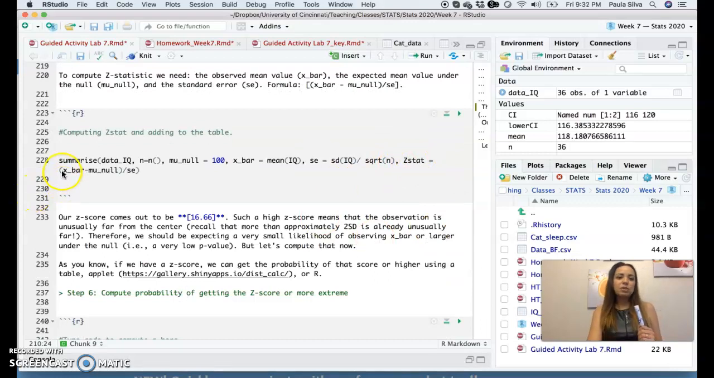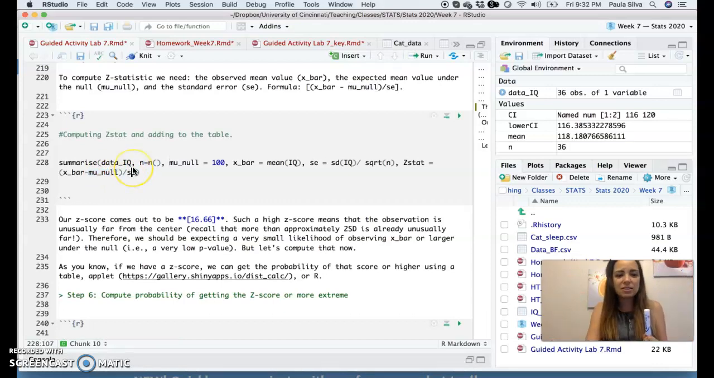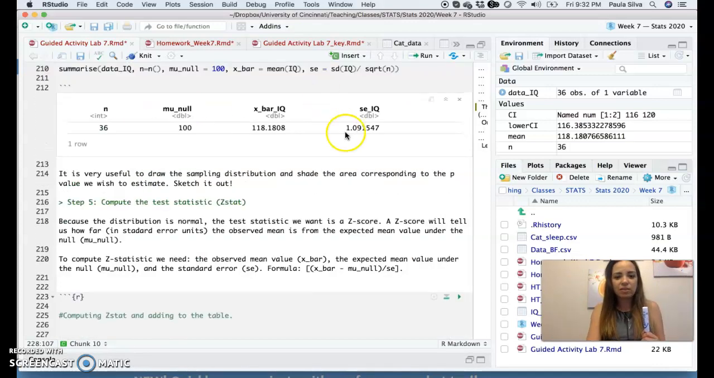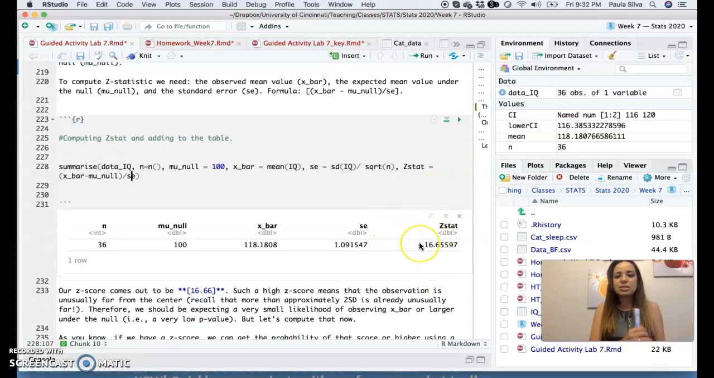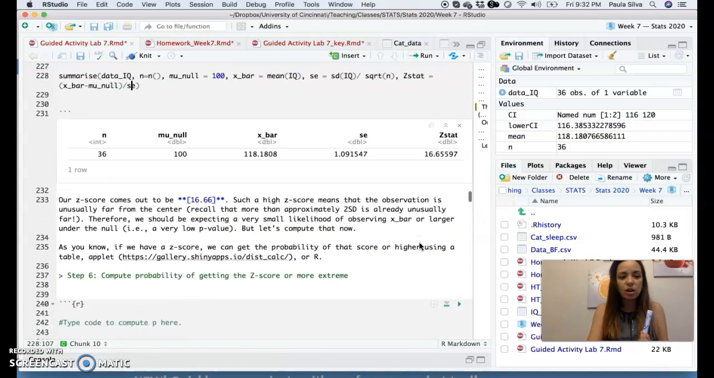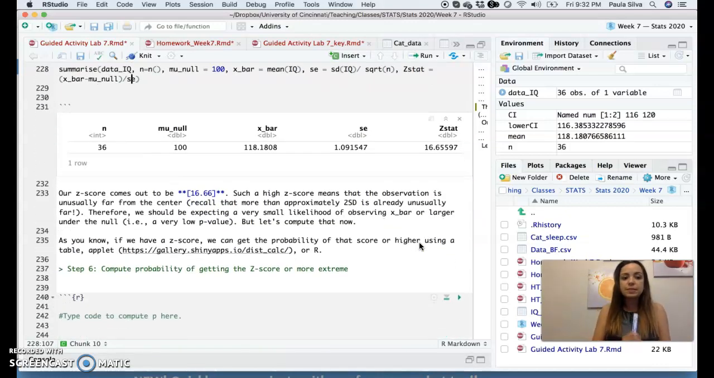You know how to compute the z-score. It's the observed score minus the mean score, in here the expected mean value under the null, divided by the standard error, which we have right there. So we're adding that to the table as well. So here's our z-statistic. Our z-score comes out to be 16.66. Such a high z-score means that the observation is unusually far from the center.